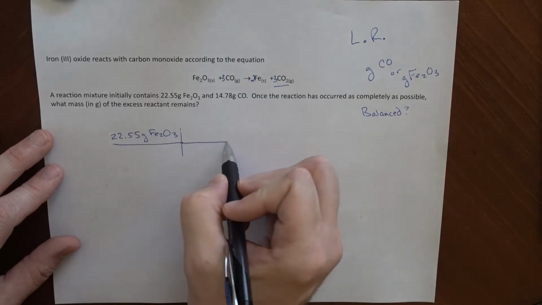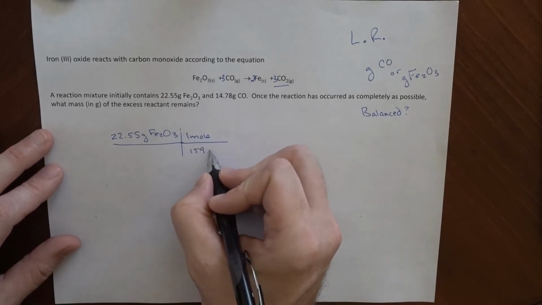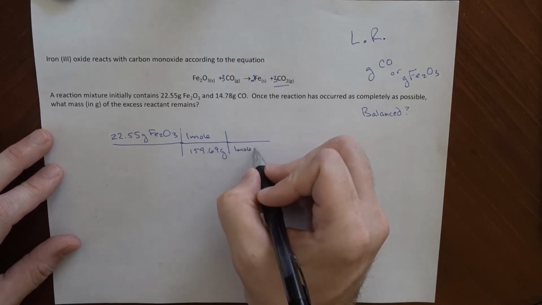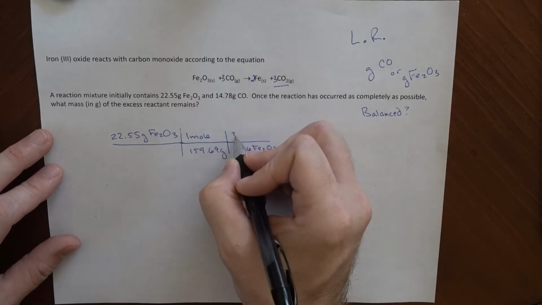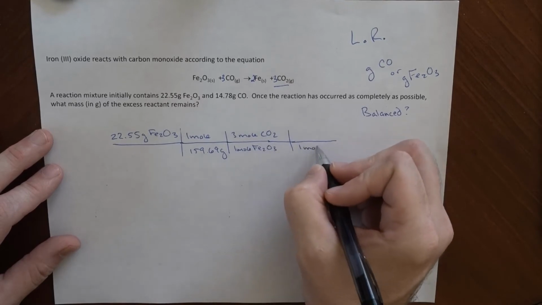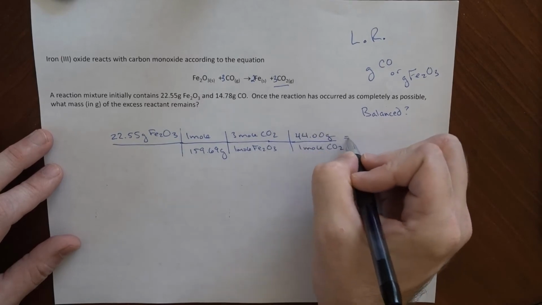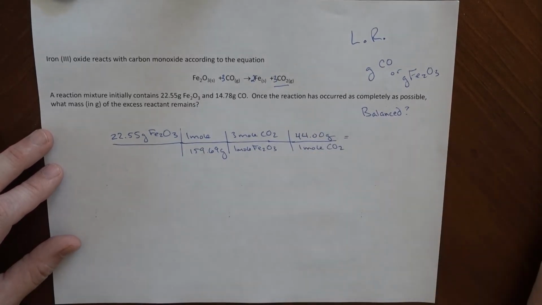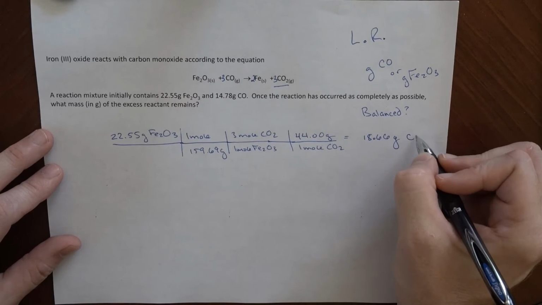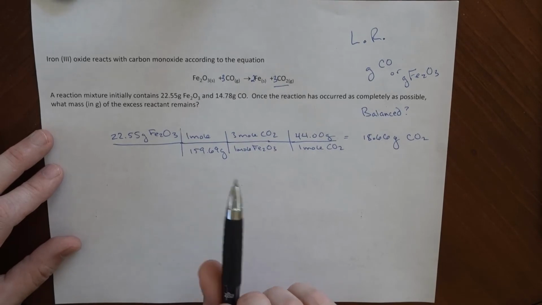All right. So 1 mole of this ends up having a mass of 159.69 grams. And every 1 mole of Fe2O3 reacts to make 3 moles of carbon dioxide. And every 1 mole of carbon dioxide has a mass of 44.0 grams. Cool. When I run this through my calculator, I end up getting 18.66 grams of CO2. So that's how much CO2 I would have if all of this iron 3 oxide reacted.